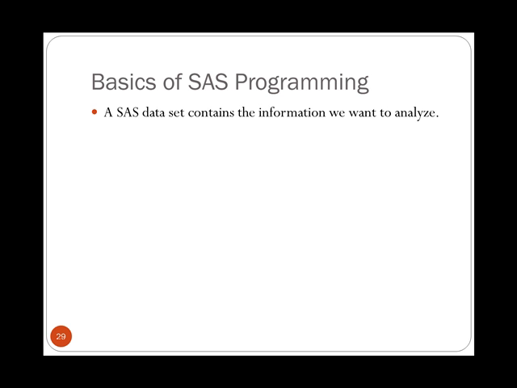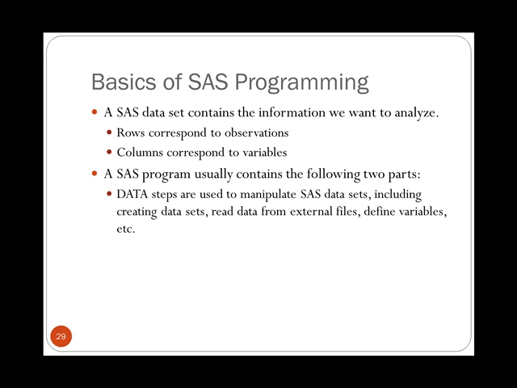Some basics of SAS programming. A SAS dataset contains the information we want to analyze. Each row corresponds to an observation. Each column corresponds to a variable. A SAS program usually contains the following two parts. Data steps are used to manipulate data sets. Proc steps are used to analyze data sets to produce statistics, tables, plots, etc.